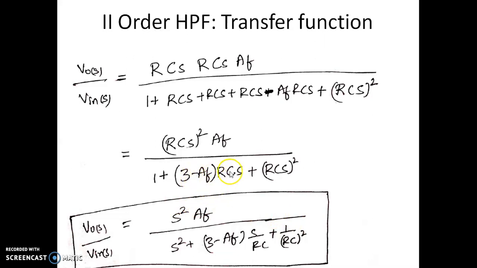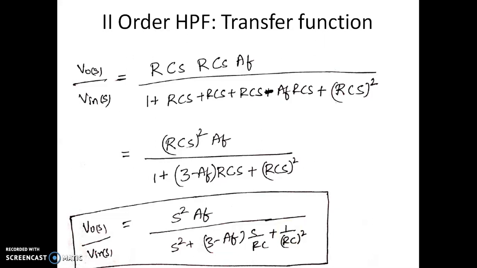So grouping all the terms into quotients, we'll end up with this as a transfer function. Simplifying this particular transfer function, we'll end up with S square into AF divided by S square plus (3 minus AF) into S by RC plus (1 over RC) whole square. So this is the expression for the circuit diagram of a second order high pass filter.